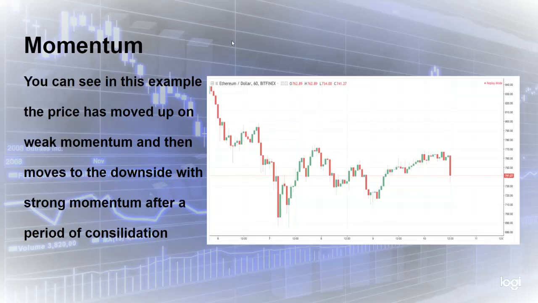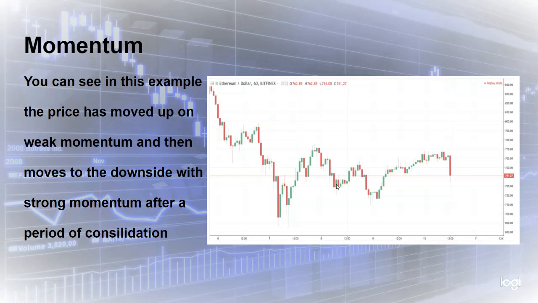So you can see in this example, the price has moved up on weak momentum. You can kind of see it here. It's moved up on weak momentum and then moves down with strong momentum after a period of consolidation. You can see it also most notably here. So the price has moved down. It's then sort of taken a break moving down. It's sort of drifted up on weak momentum and then gets a strong downward candle and then gets some strong downwards movement. So yeah, that's kind of how markets will often trade.